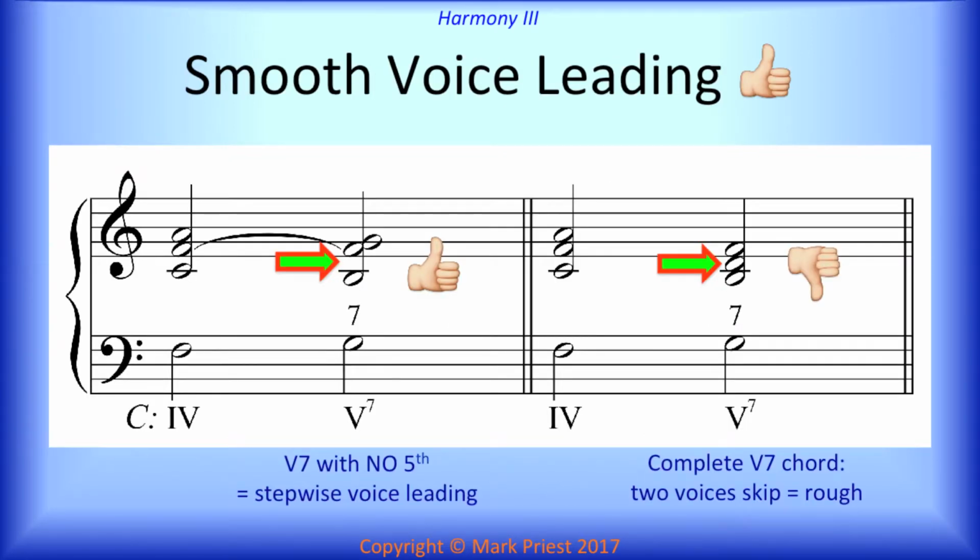Why is the example on the left better than the one on the right? Both examples use contrary motion to avoid parallel fifths and octaves, but the first sacrifices the fifth for the sake of smooth voice leading. The second preserves the fifth at the cost of stepwise motion in multiple voices. Not wrong, but not smooth either. Listen to the difference.